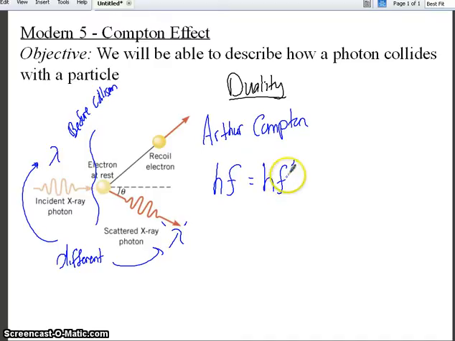And I can relate f prime and wavelength prime. These are synonymous because we know that the speed of light equals wavelength times frequency. So if wavelength changes, frequency also changes, so I can use those interchangeably. Plus the kinetic energy of the recoil electron. So basically, what Compton figured out was that photons have momentum.